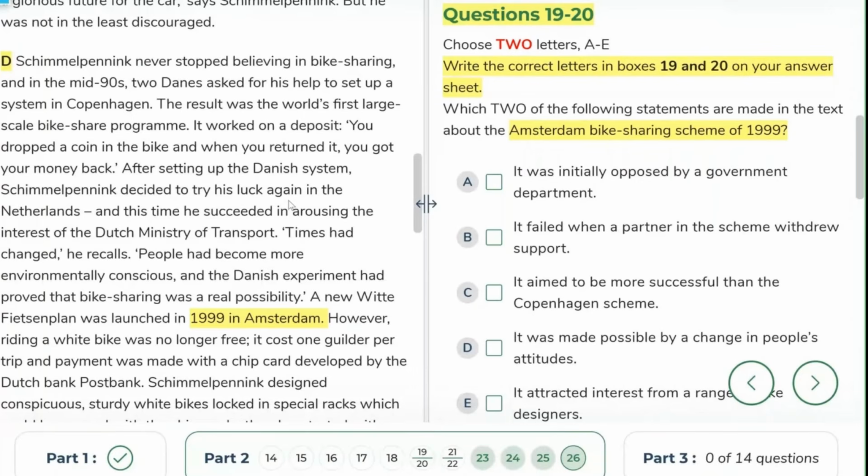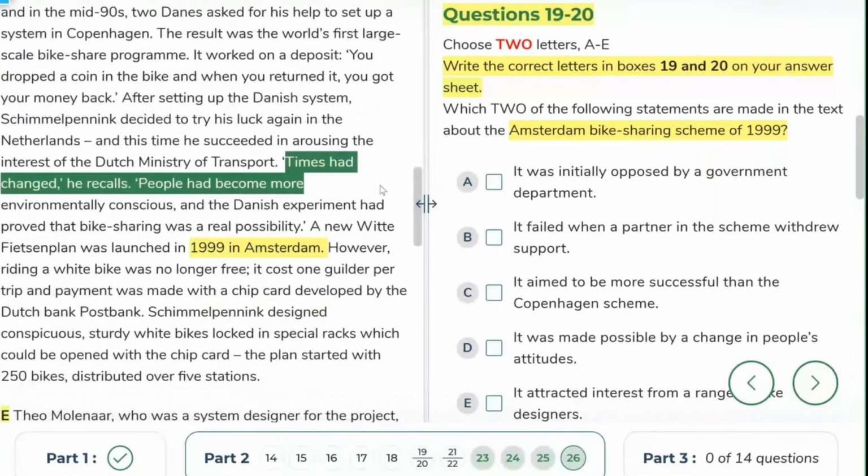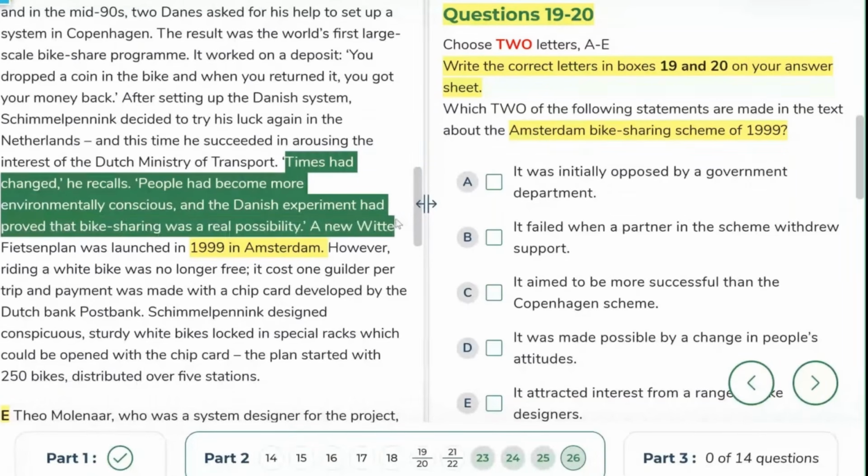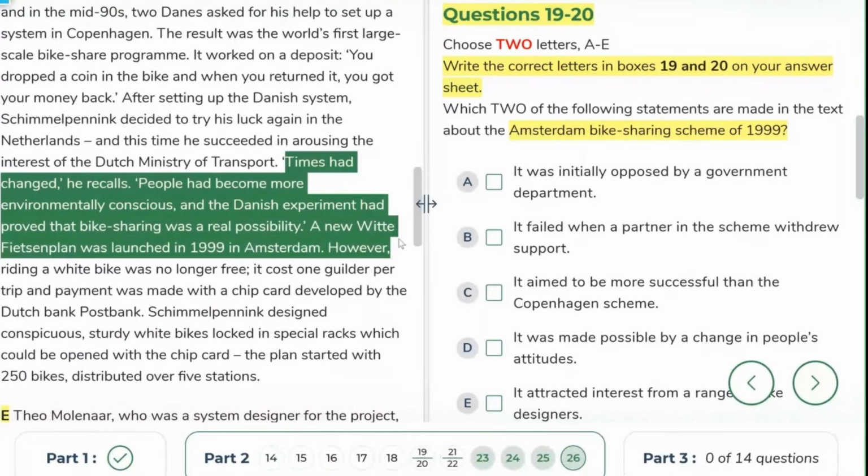Here we are. We just read it from here. Times had changed, he recalls. People had become more environmentally conscious, and the Danish experiment had proved that bike sharing was a real possibility. A new Witte Fietsen plan was launched in 1999 in Amsterdam. Okay, so what happened? People's behavior had changed, and all that stuff they have mentioned here, right? People had become more environmentally conscious.